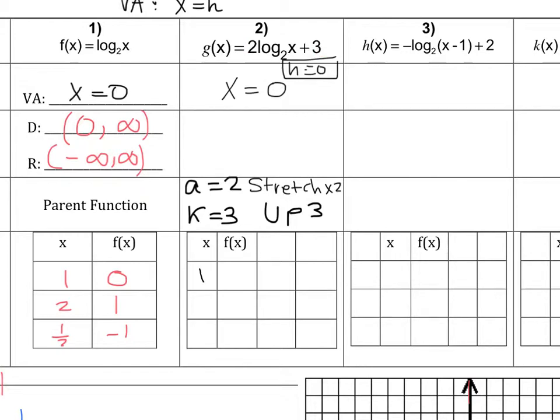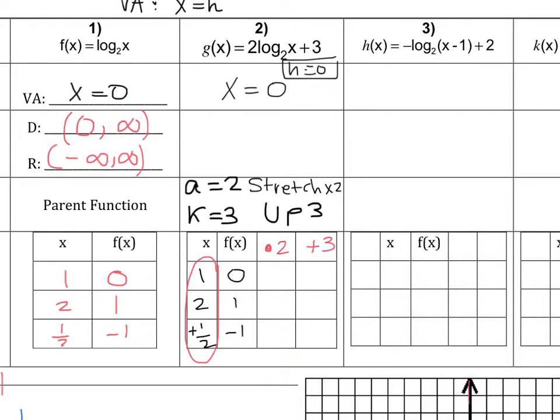So I'm going to copy the parent function that I did earlier over here, and I'm going to ask myself: there's no h, so the x is not going to change. The x of my points is going to be the same, because h is the only thing that's going to affect my x. Now a is going to affect my y, and 3, which is k, is going to affect my y as well. So I'm going to be multiplying by 2 because a is being multiplied, and then I'm going to add 3.